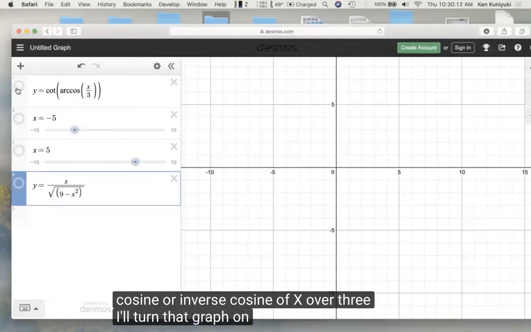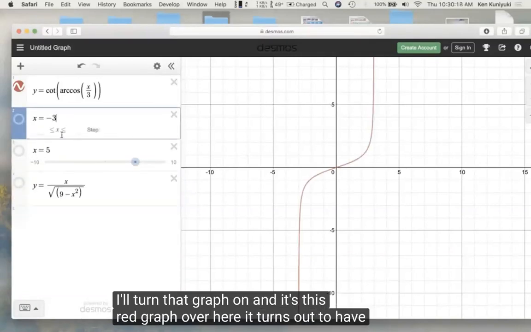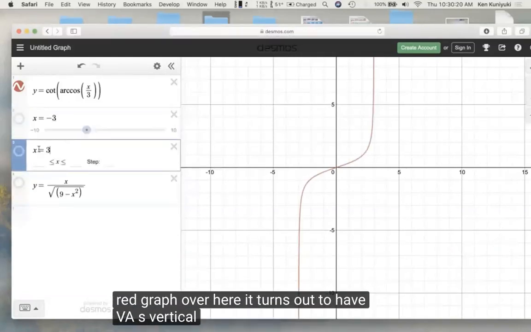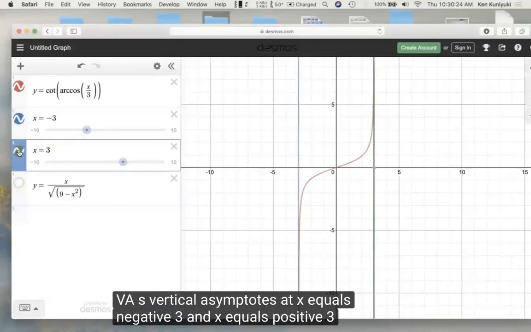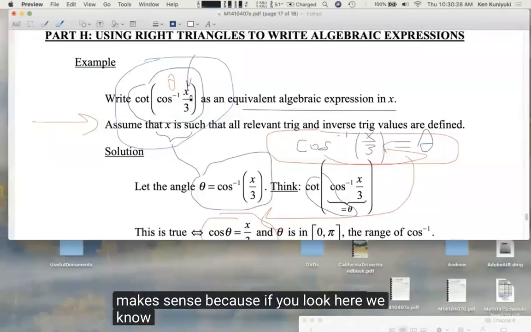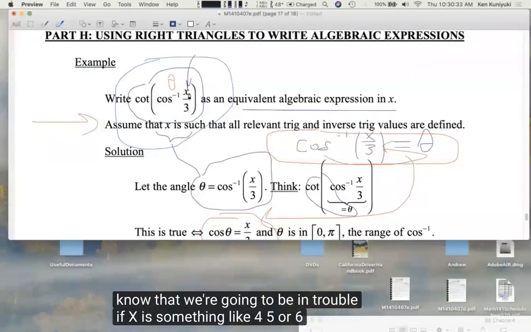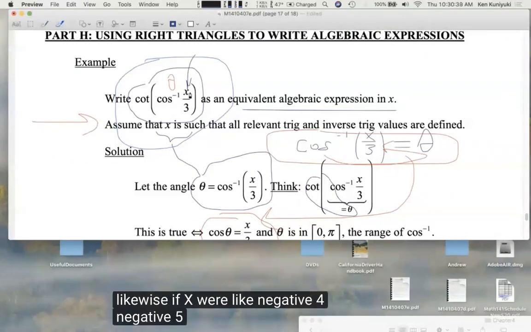I'll turn that graph on, and it's this red graph over here. It turns out to have VAs, vertical asymptotes, at x equals -3 and x equals +3. That makes sense because if you look here, we know that we're going to be in trouble if x is something like 4, 5, or 6, then x over 3 would not be a cosine value. Likewise, if x were like -4, -5, or -6.